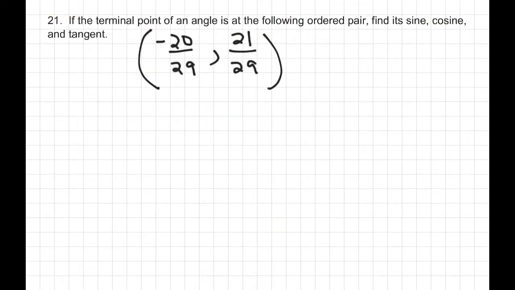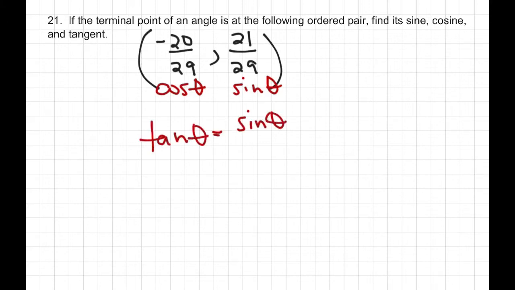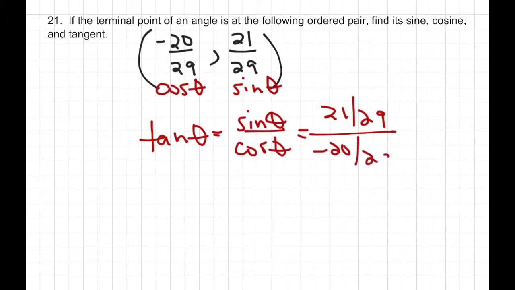Number 21. If the terminal point of an angle is at the following ordered pair, find its sine, cosine, and tangent. Well, if this is the terminal point, then I know that this is the cosine of theta, and this is the sine of theta. The only other thing I need to find is the tangent of theta. Remember, tangent is sine over cosine. So sine over cosine, and these go away, and you're left with negative 21 over 20 as its tangent.